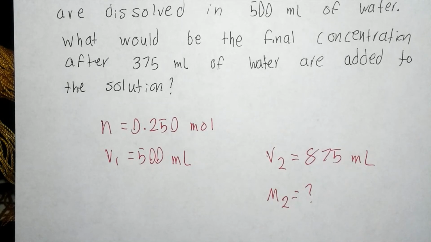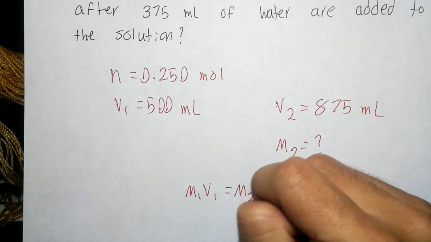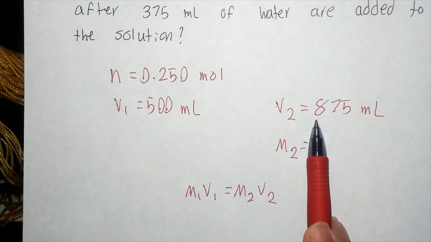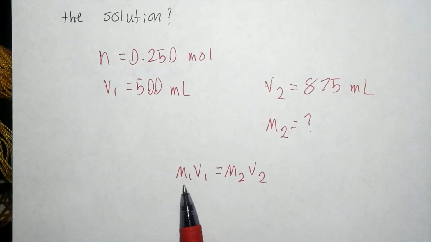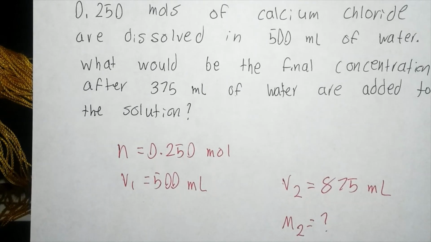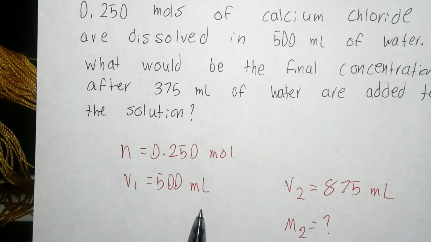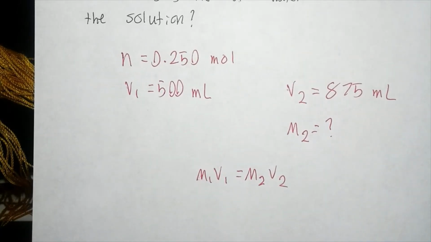But there's one other value missing. Remember that the dilution formula is M1V1 is equal to M2V2. At this point in time, I have V1, I have V2. The question is literally asking me for M2. However, I don't have M1. I don't have a way to get to that. However, it doesn't need to be given to me. I can solve for it. If you notice, you have number of moles and you have the initial volume, the amount of solvent used to dissolve said moles. Remember that the definition of molarity is literally moles of solute per liters of solution.